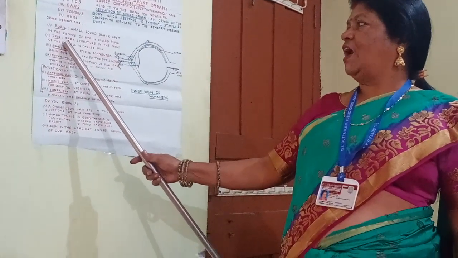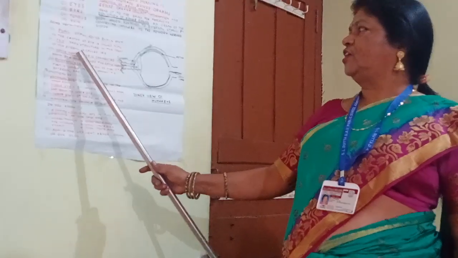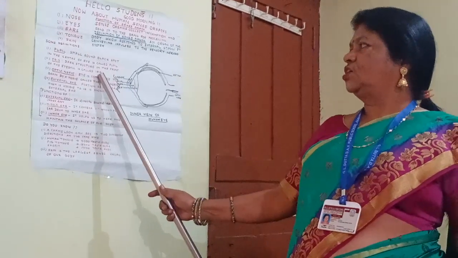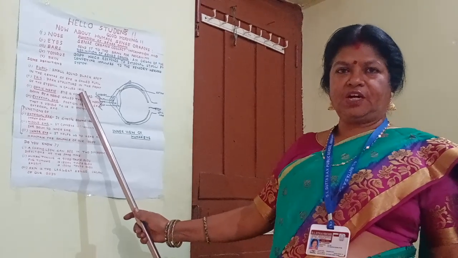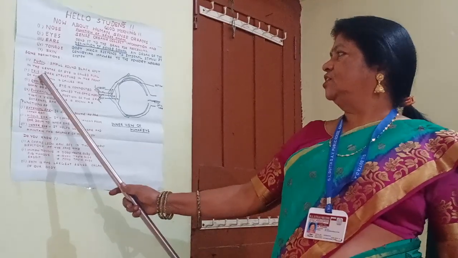Then the next one is iris. Dark structure in the front of the eyeball. It's called iris. That black part, the round, bigger one, that is called iris.